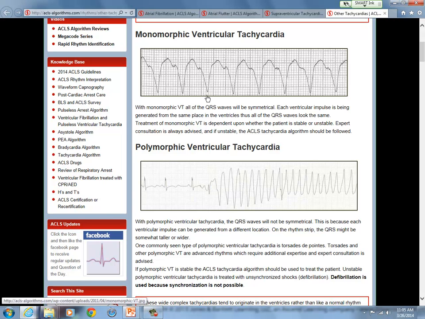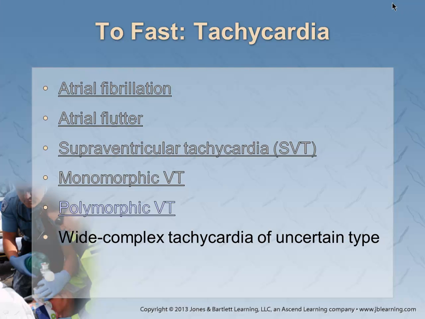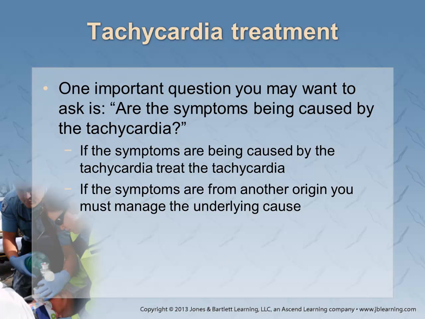Now, your polymorphic VTAC and your monomorphic VTAC, if you've got a pulse with a VTAC, we're going to manage it under this algorithm. If it's VTAC without a pulse, we're going to manage it under the pulseless arrest algorithm. Alright? And then any wide complex tachycardia of uncertain types, it's just fast. We don't really know where it's coming from.